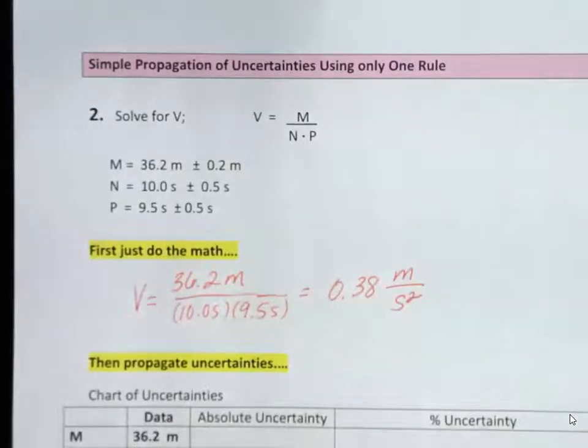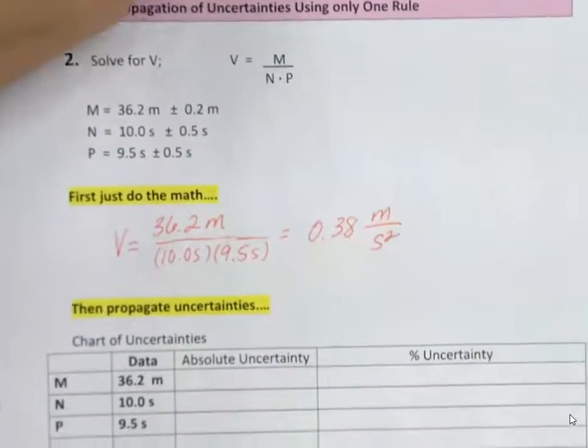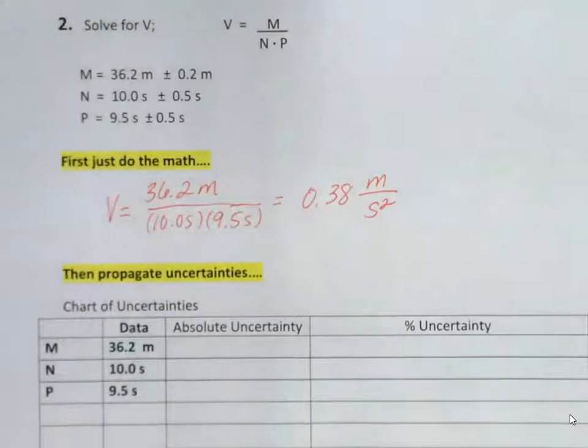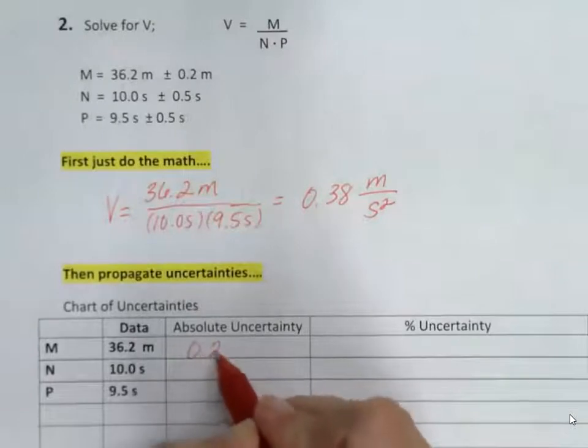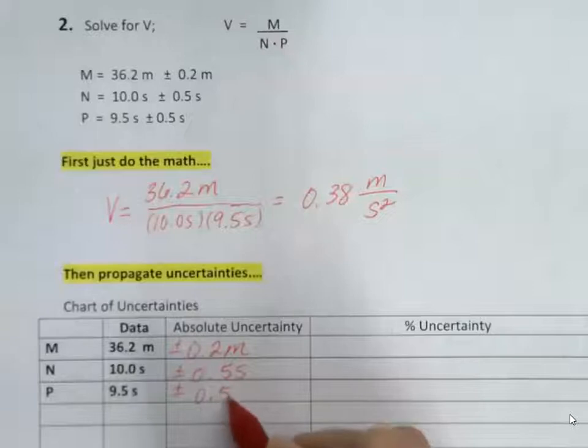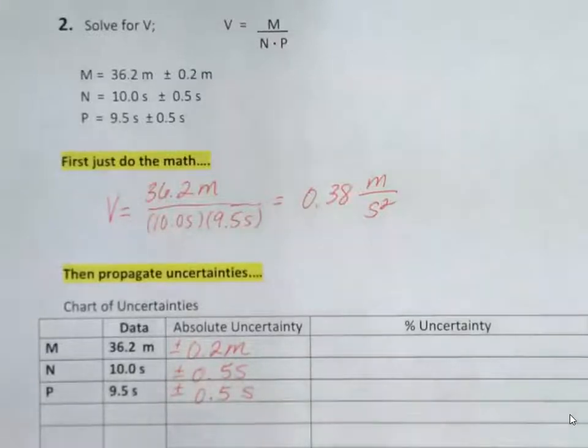Meters per second squared are the units. So this is like an acceleration value possibly that we calculated. And so I'm going to now get ready to propagate uncertainties for that. So you see that I'm given absolute uncertainties for each of my values. So if you'd like to compile them in the table, that's a helpful way to organize things. And then I consider the math that I did. And so I multiplied and I divided to calculate V. And I got the answer of 0.38 meters per second squared.